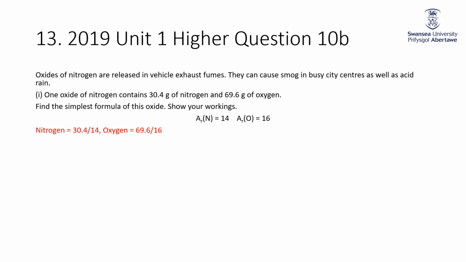So we divide both masses by their Ars. So 30.4 divided by 14 and 69.6 divided by 16 to give a ratio of 2.14 to 4.35. So we divide each by 2.17 to get the simplest ratio of 1 to 2. So we have NO2.